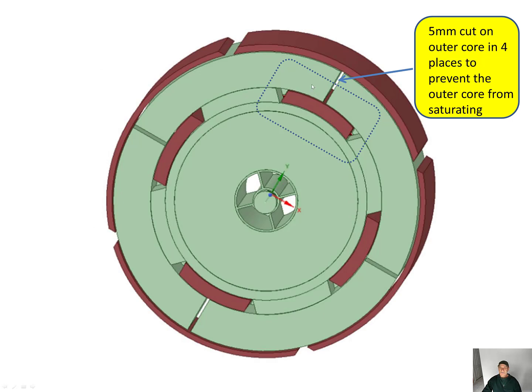So how come it saturates? Because this is the B field magnetic path, and if we don't place a cut here, it will saturate. So we need to place cuts. 5mm cut on the outer core in 4 places to prevent the outer core from saturating.